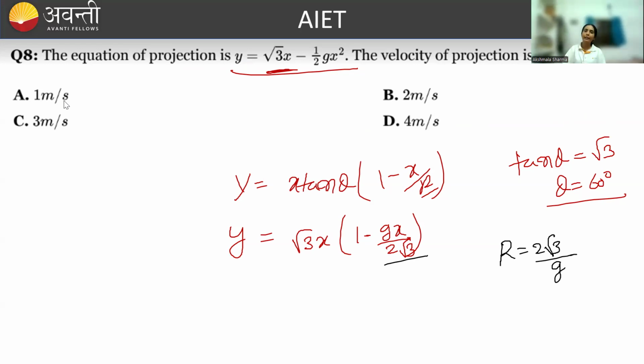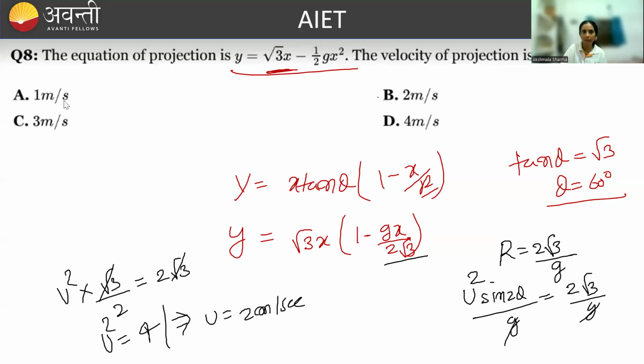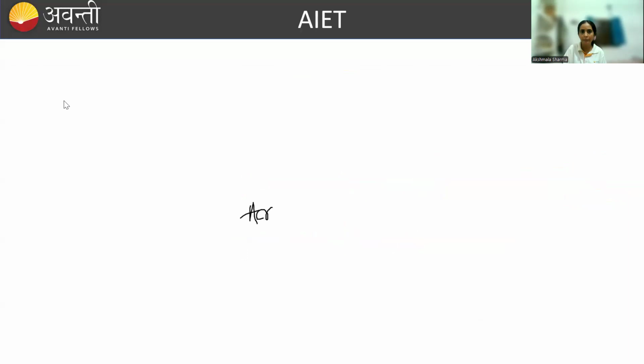And range we write as what? Range we write like u square sine 2 theta by g. This is the formula of range, right? So the formula of range is this, and we are getting this as this. So you can cancel this. U square into sine 2 theta. Sine 120 degrees is root 3 by 2 with a negative sign, but here we are just putting the positive value. So this is this. U square is 4. So from here we are getting u equal to 2 meter per second. So the correct answer will be B. So right here, the answer is B.